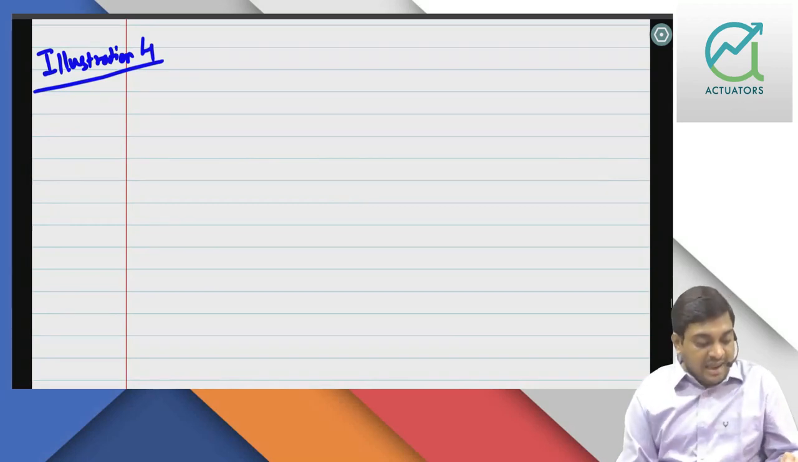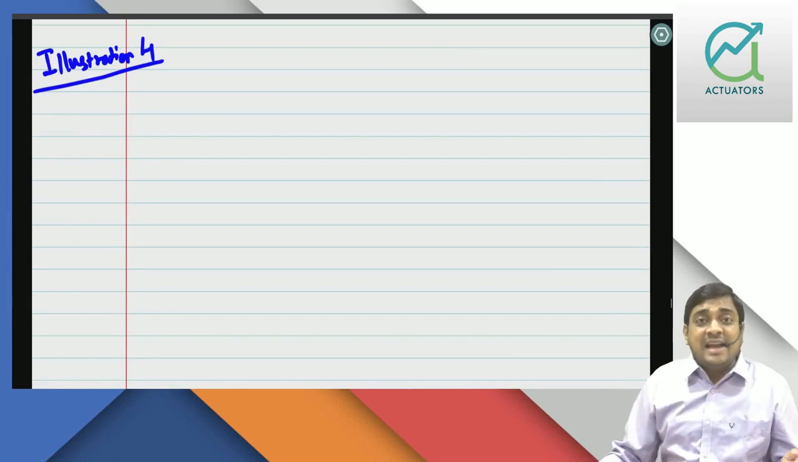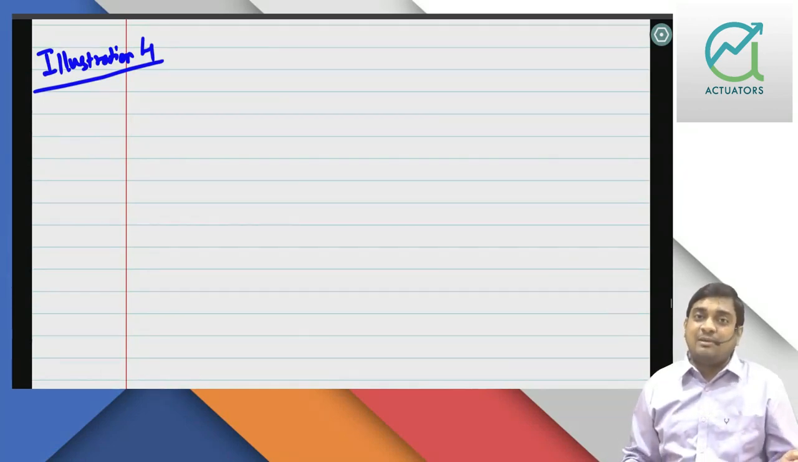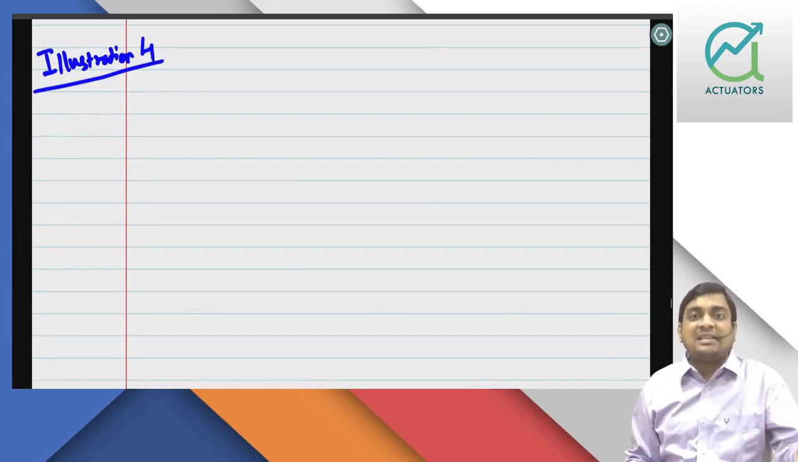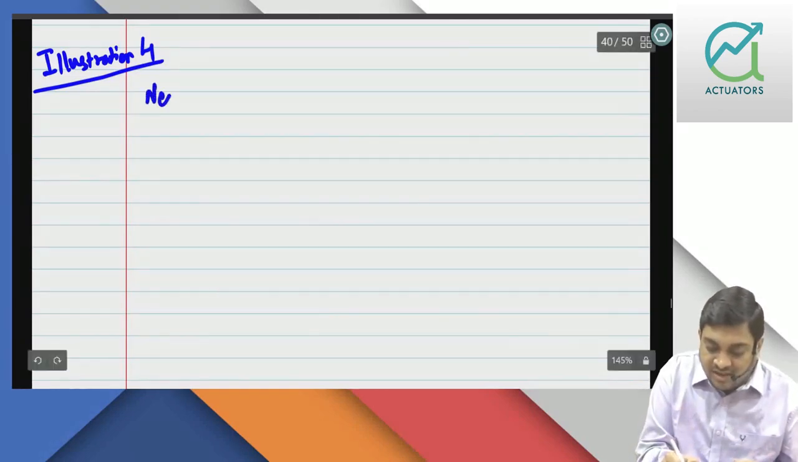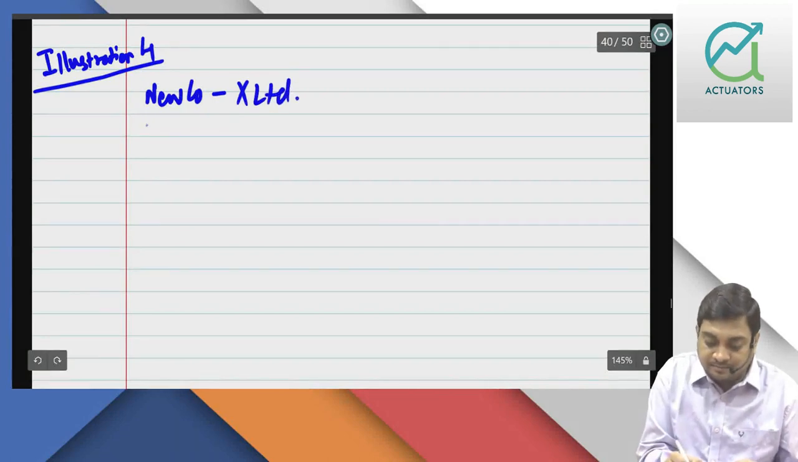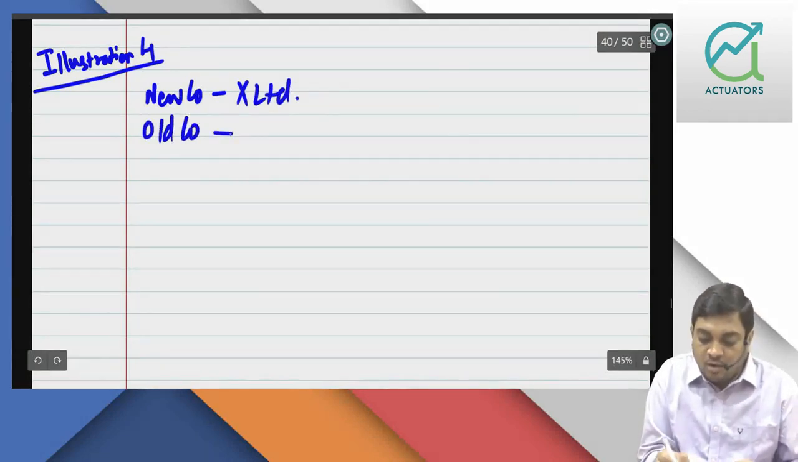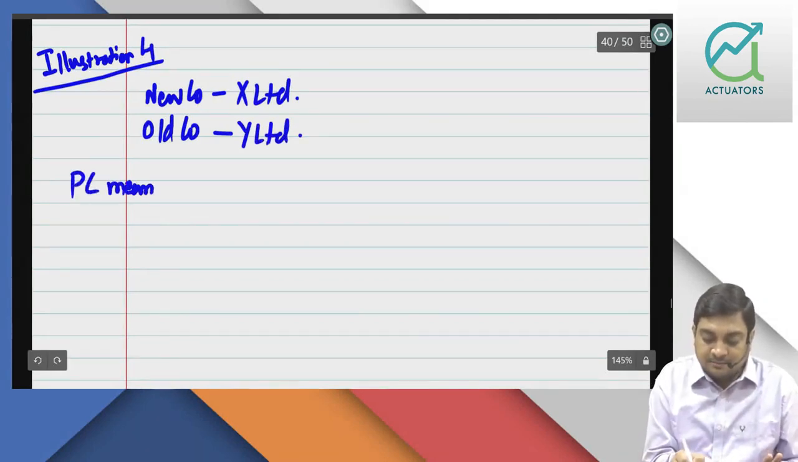Fine. X Limited decided to absorb the business of Y Limited. Now, when X Limited decides to absorb the business of Y, it means X Limited has decided to purchase the assets and liabilities of Y Limited. I have already told you, business purchase means asset and liability purchase. So in this case, again, the very first question: the new company is X Limited and the old company is Y Limited.